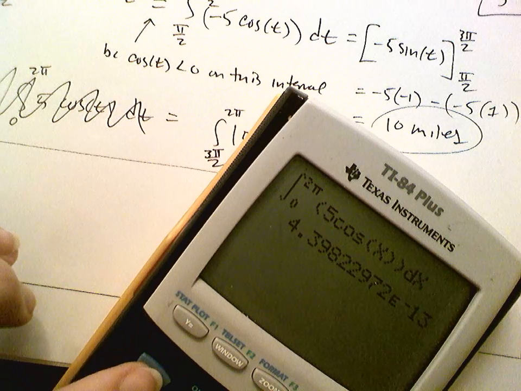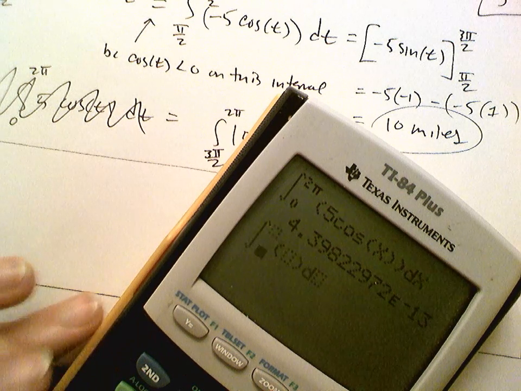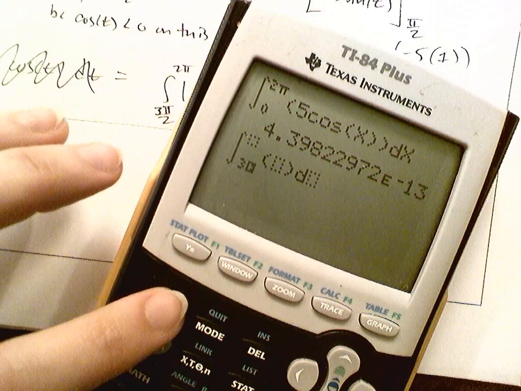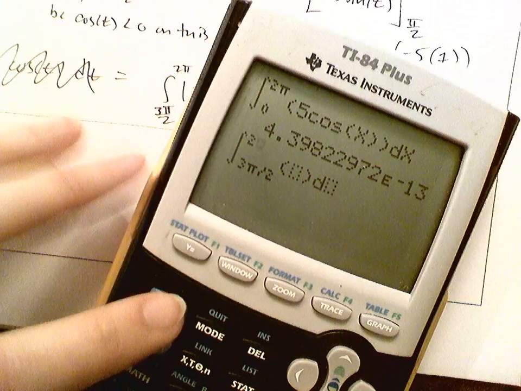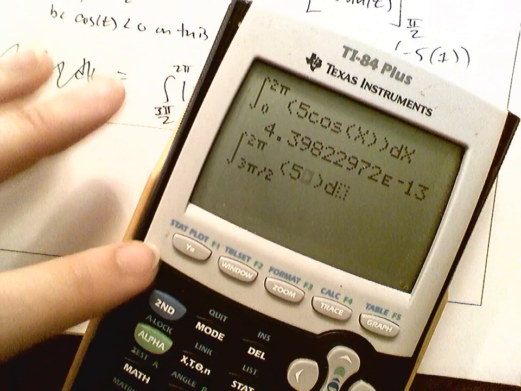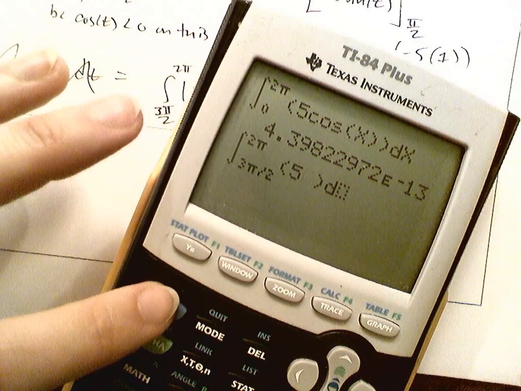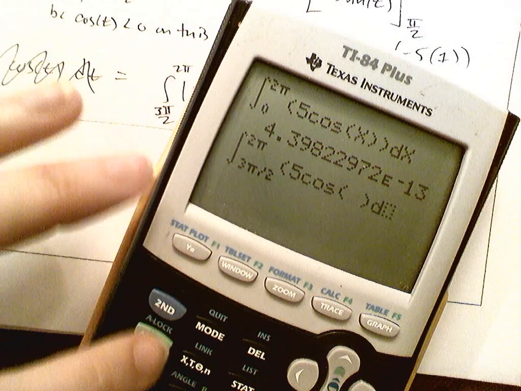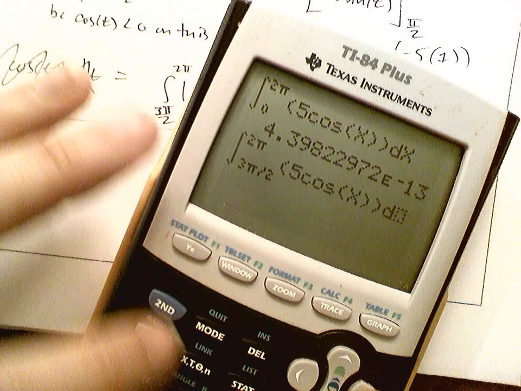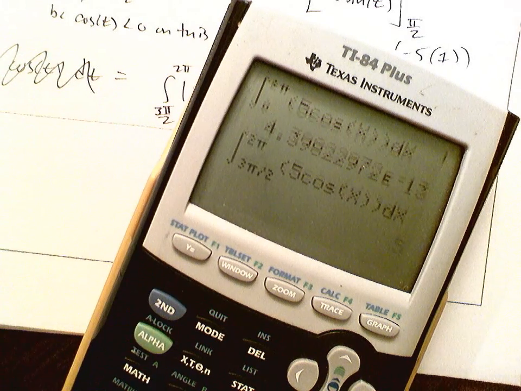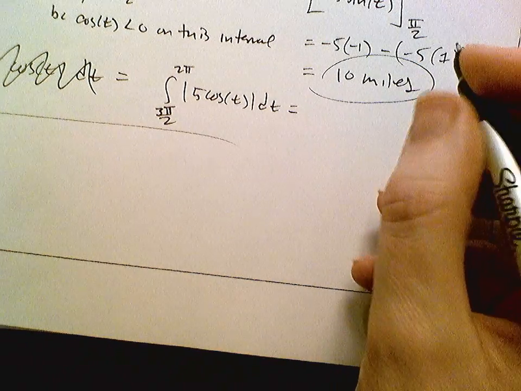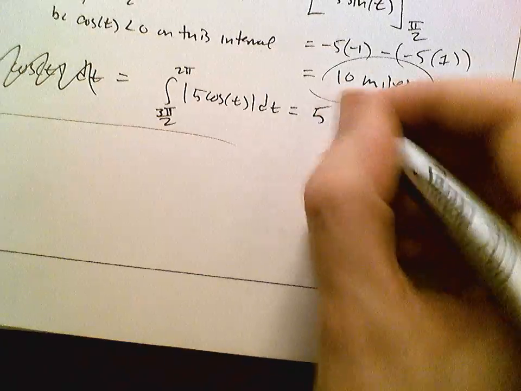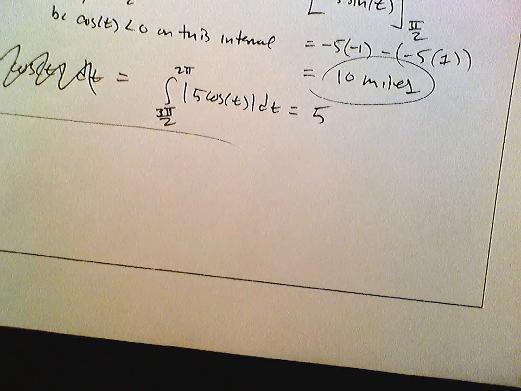Okay, so math 9. Okay, so 3 pi over 2 up to 2 pi, 5, and then cosine. Okay, equals 5. Okay, so this makes sense to me now.